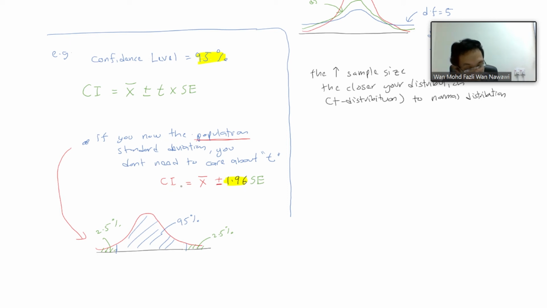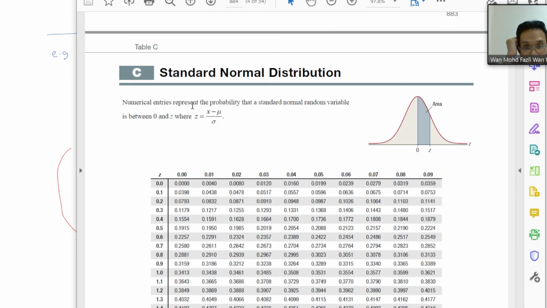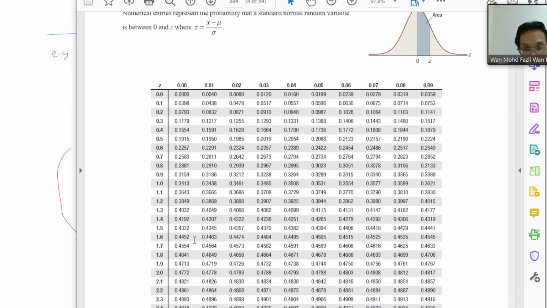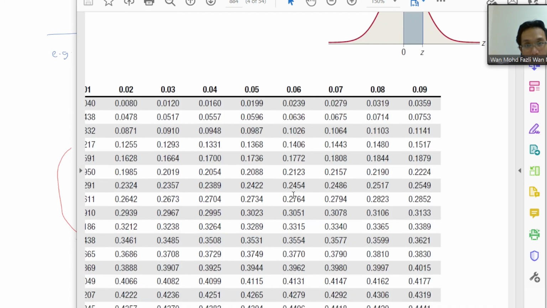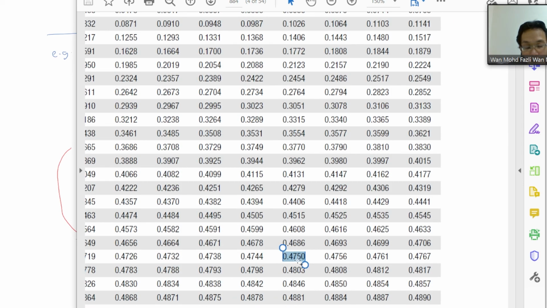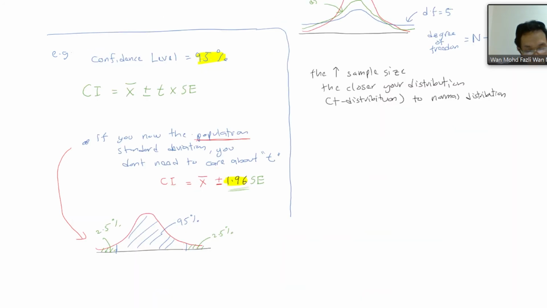So this 1.96 comes from here because you already know the population. You go to the standard normal distribution because you are dealing with the population. Looking for 1.9 and then 6, you get the value 0.475. So you can see where the area is. That is 1.96.